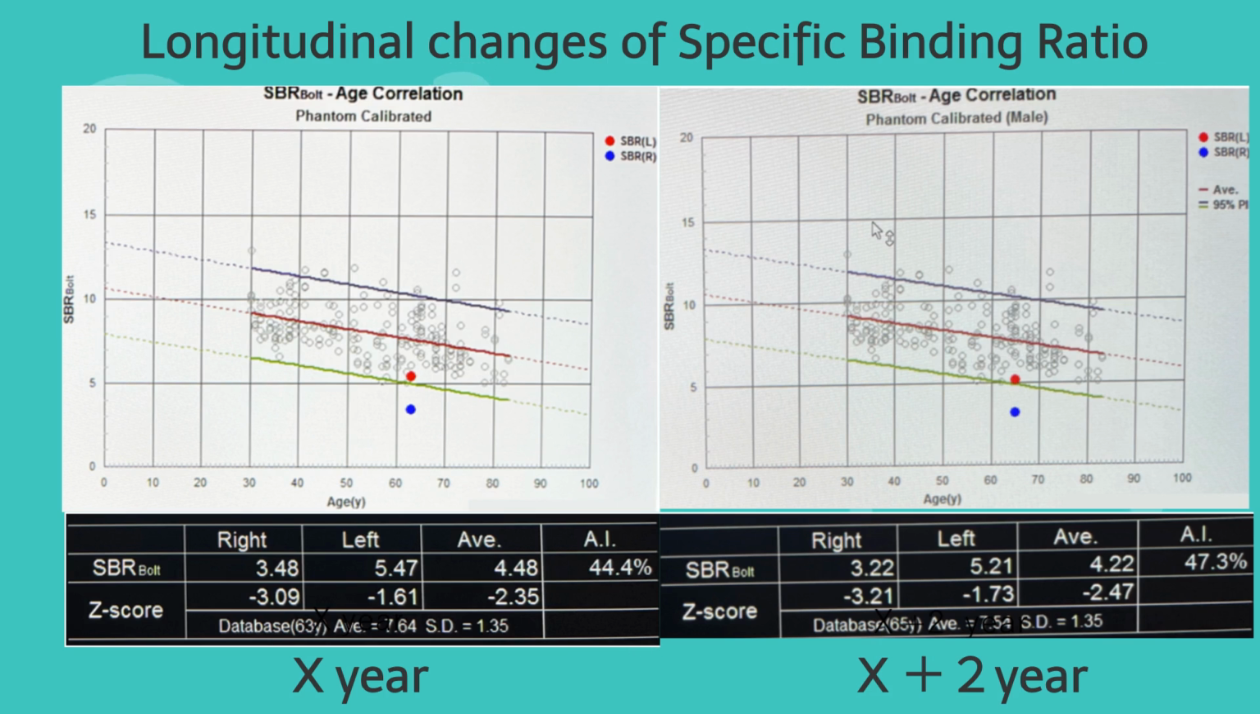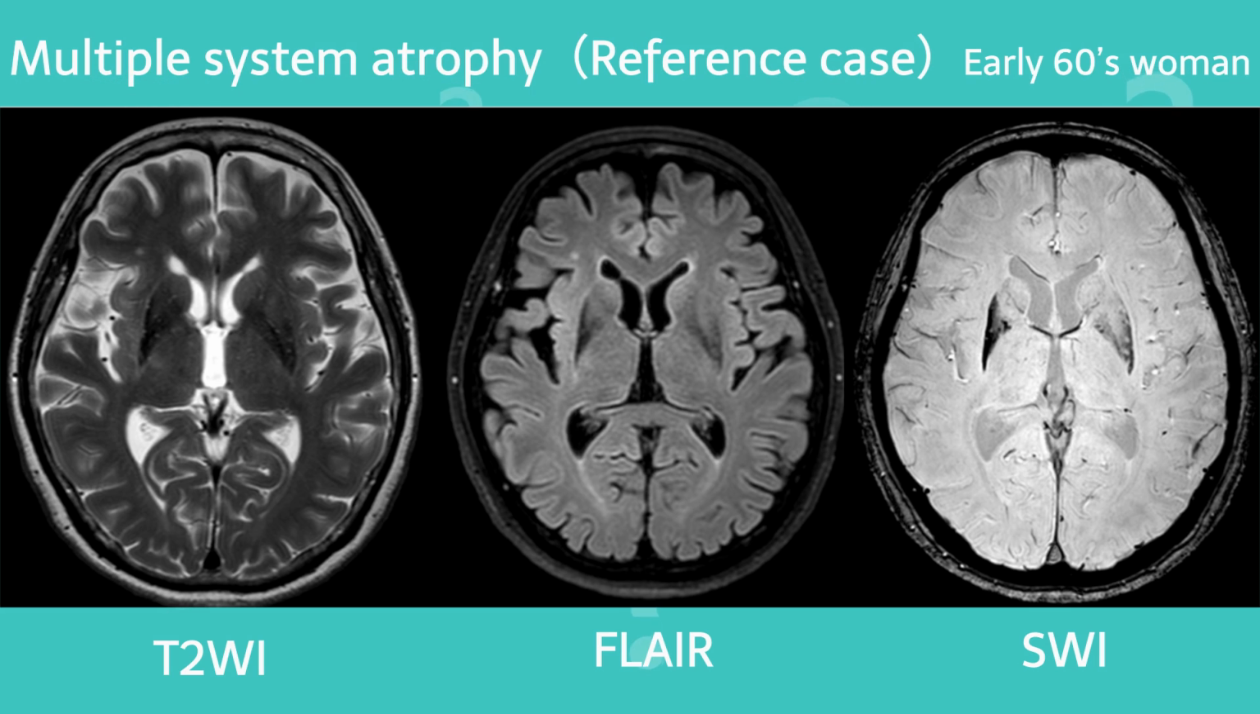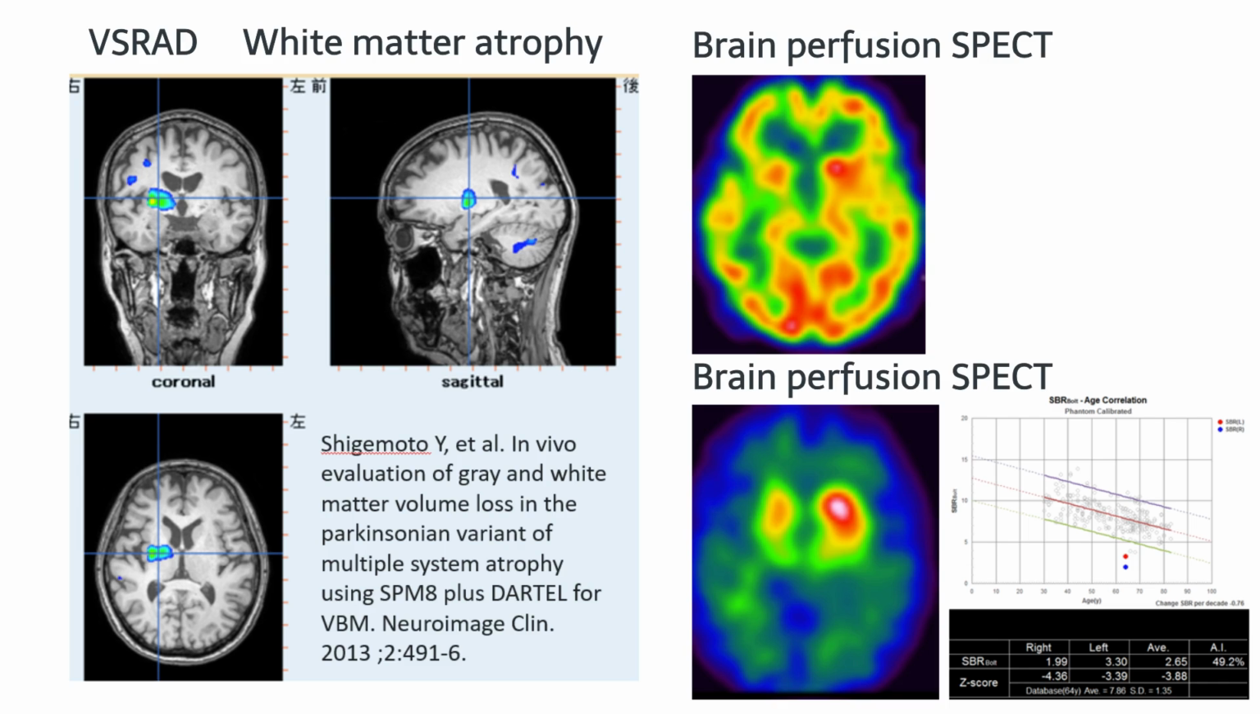this case. Let's look at another case of multiple system atrophy, a woman in her early 60s. There is hypointensity in the posterolateral part of the bilateral putamen, which is prominent on the right side. In the right putamen, there is a linear hyperintensity outside the hypointensity area. Atrophy of the right putamen is also present. White matter atrophy in VSRAD is seen in the right putamen and globus pallidus.